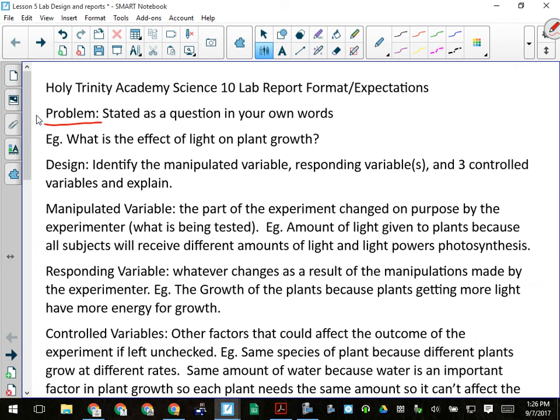Now that doesn't mean I'm going to have such a simple experiment that it's this plant's in the dark and this plant's in the light and that's the end of the experiment. I can test varying amounts of light. I'm still only testing the effect of light.